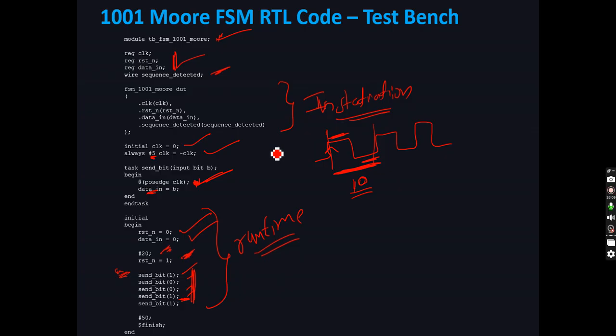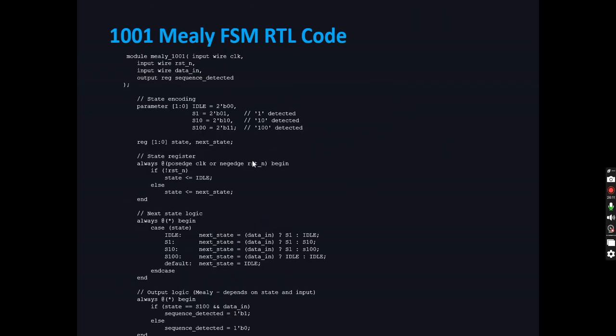So we'll go for Mealy also. Before going for Mealy, let me explain the difference of state diagrams. As I said before, first of all, we have to understand the problem, then the state diagram, then Verilog coding we have to do. These are the steps we have to follow for making any sequence detection.